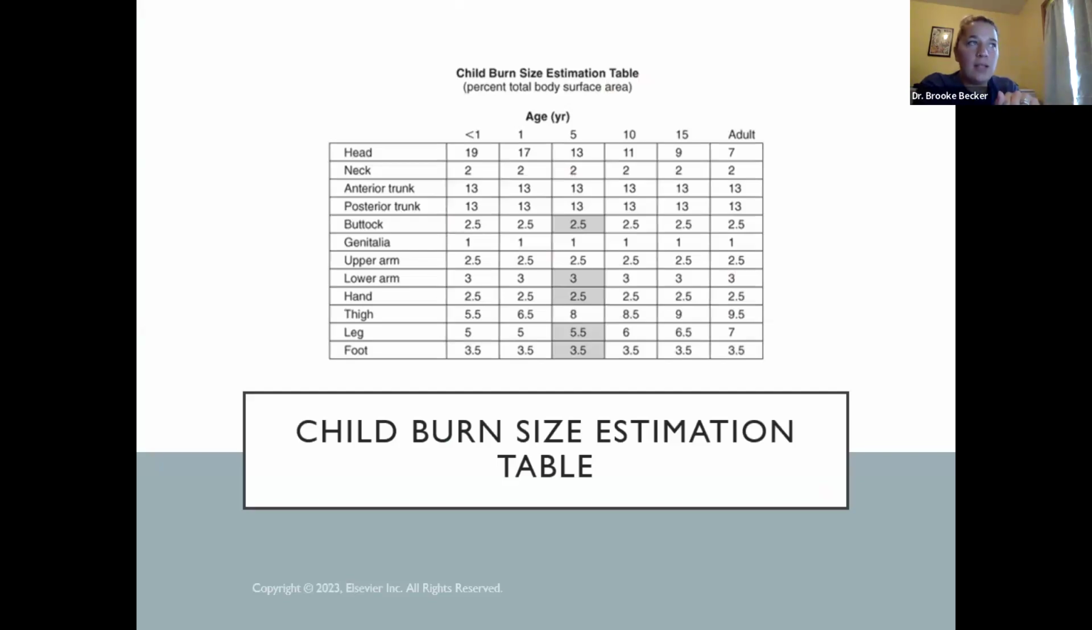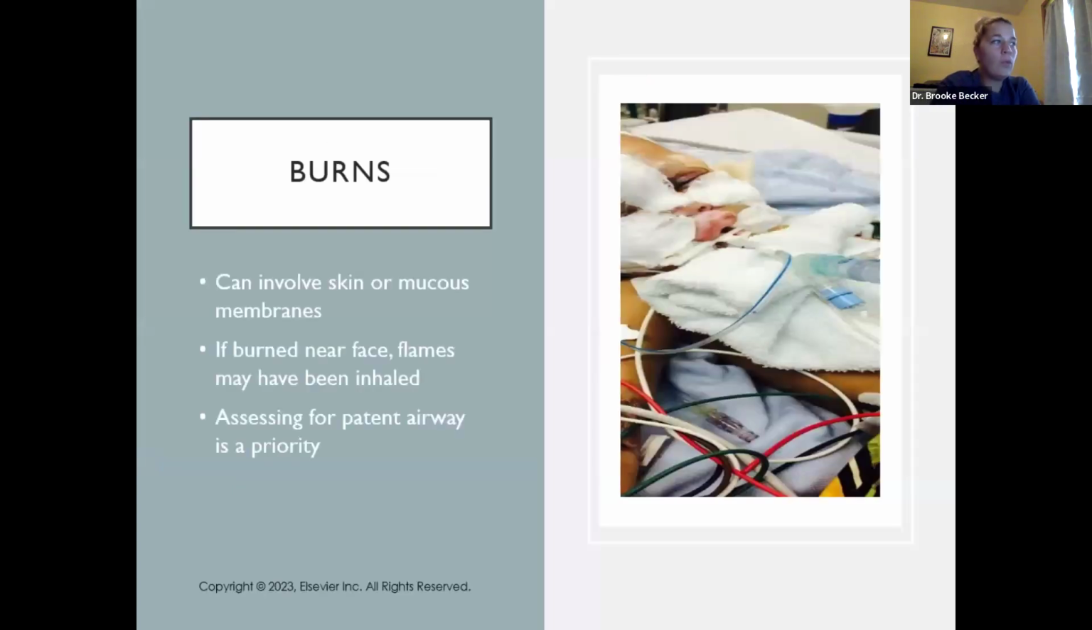So here's some estimations of the amount of body surface area that are affected on different types of burns based on different areas. So I'll let you guys look at that, and based on age. So burns can involve just the skin or mucous membranes. It can go through multiple skin layers.